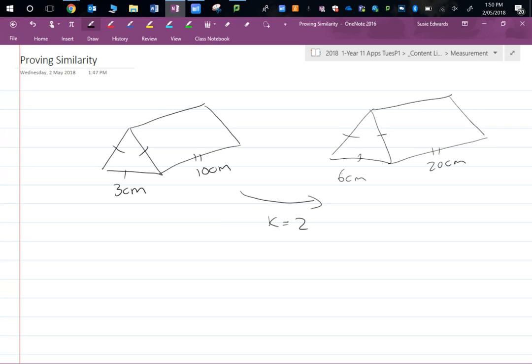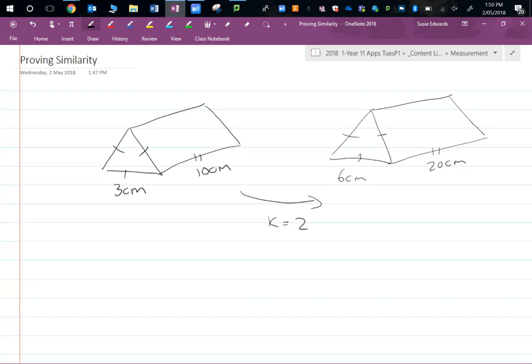Now, we also need to know this other rule. What can you remember from reading yesterday? That we need to know that the corresponding lengths are in the same ratio. There's something else as well. We did learn about cubed and squared. So if we were looking at the ratio for area, it was K squared. And if we were looking at the ratio for volume, it was K cubed, right? But we also need to know one other thing.